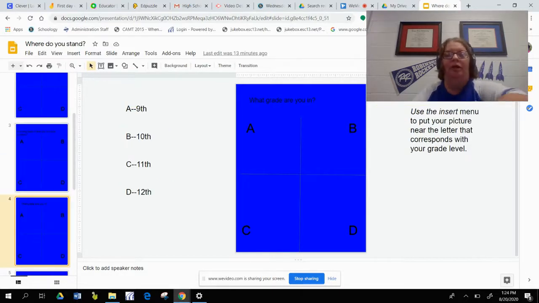Look at this one. What grade are you in? Now, this one is a little bit tricky.